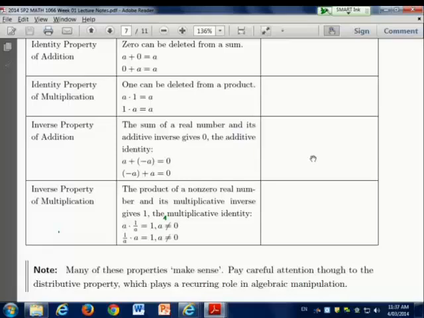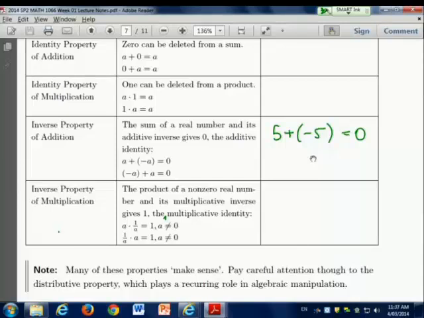Inverse property of addition, this is how mathematicians define subtraction. So if you've got a number like 5 and you add negative 5, that's like saying go to 5 on the number line and then go in the negative direction 5. Where do you end up? You end up at 0. So this is the opposite process of addition, positive and negative.